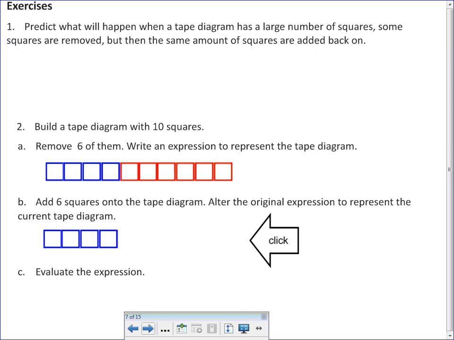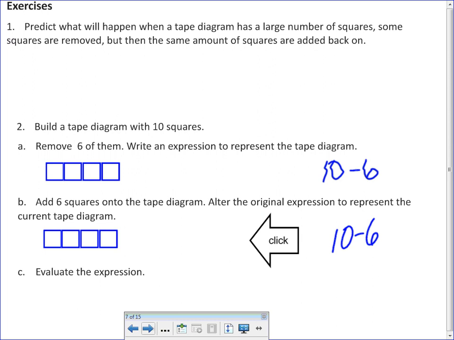So they want us to take 6 away. So how many am I left with? So I had 10, and I took 6 away. That was my first step. Now the next step, I had 10, I took 6 away, and they want me to... Oh, and it was there. They want us to add 6 back.